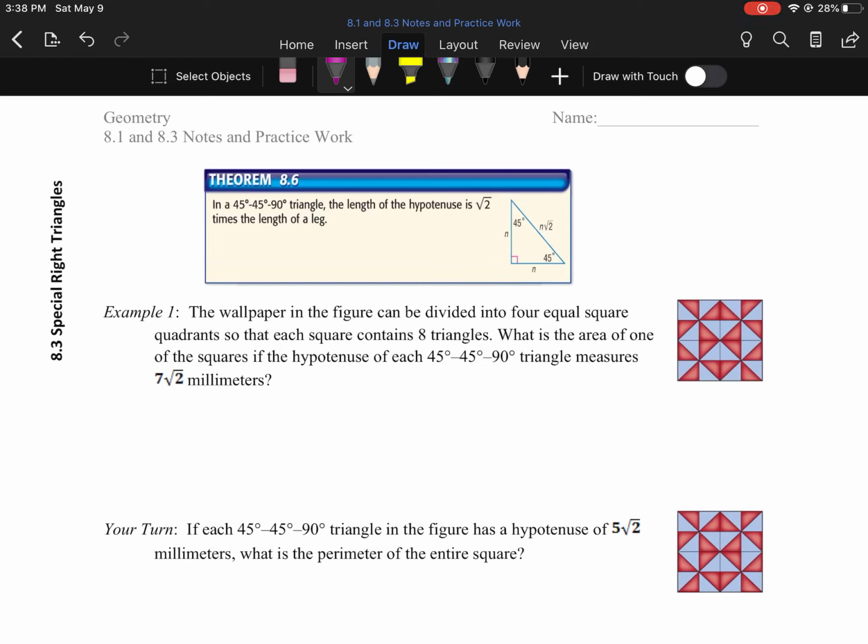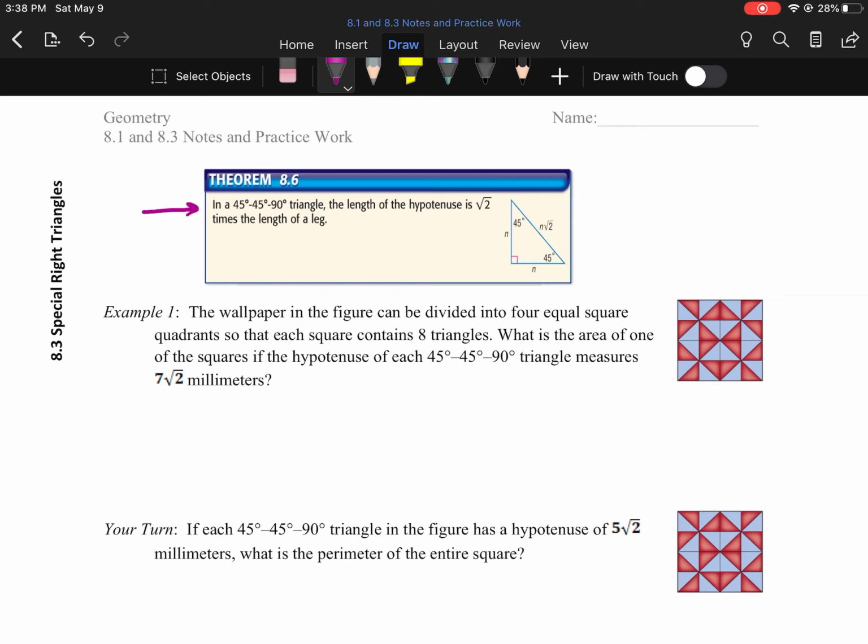All right, the second lesson we're going to do in Chapter 8 is Section 8.3, Special Right Triangles. Again, you can remember we skipped over 8.2. That was supposed to be Pythagorean Theorem, but we've done that previously, and you guys have been great at working with and using Pythagorean Theorem throughout the course of the year so far. So 8.3 is special right triangles, and there's two special right triangles we are going to look at.